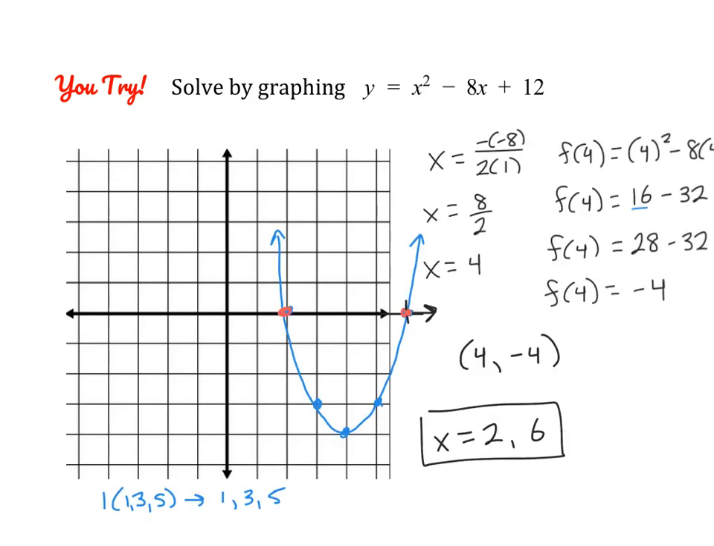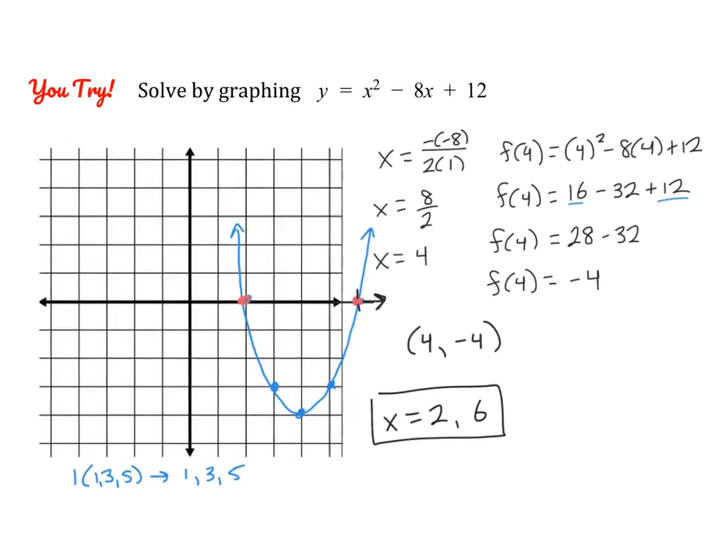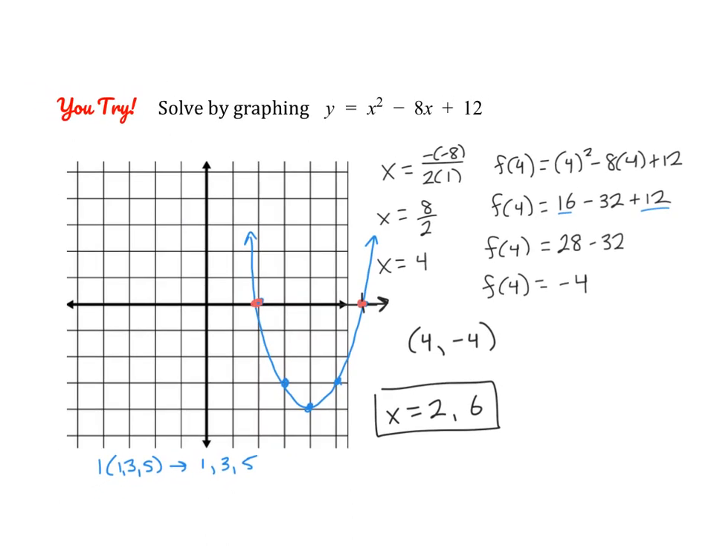Okay, let's check our answers here. So first, make sure you got the correct vertex. Your vertex should be at (4, -4), so you can see the work here. So here's my vertex, and I follow my a times 1, 3, 5 growth pattern. So I go up 1 over 1, up 3 over 1.